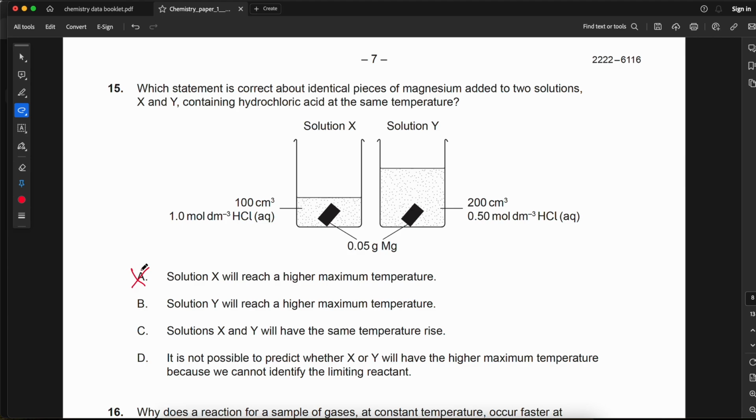Solution X has higher concentration. It means a faster reaction, as there are more reactant particles in solution X to collide with magnesium. So a faster reaction, so it will reach the maximum temperature faster. And solution Y has a larger volume, which makes more space for the heat to dissipate, potentially lowering the maximum temperature that would be reached. That's why solution X will reach a higher maximum temperature.